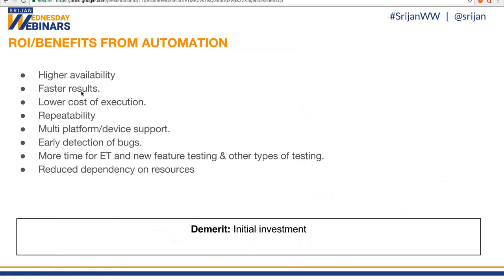And lower cost of execution. Again, our dev environment and staging environment are available 24 hours a day, but we people are working for 8 hours, if we are not working from different geographies. So we are working for 8 hours a day, but the servers are available for 24 hours a day. So our automation test scripts can utilize those 16 hours as well. So it leads to a lower cost of execution.